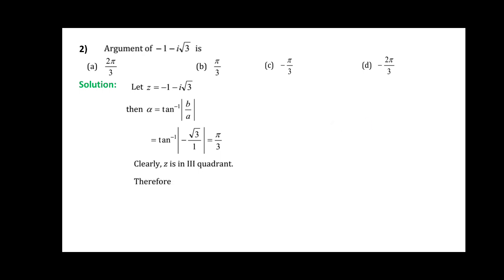Therefore, we can find the argument theta as equal to minus of (pi minus alpha). Alpha is already equal to pi by 3, so we replace the value of alpha. Therefore, minus into the bracket of pi minus pi by 3, which is equal to 2 pi by 3. Therefore, the answer will be minus 2 pi by 3. Therefore, the right option is D. So this is how to find the argument of the given complex number.